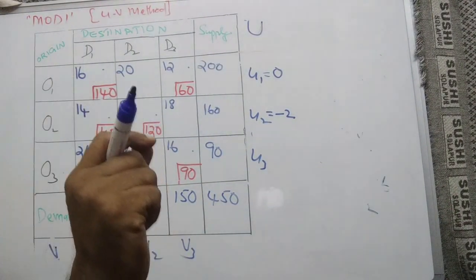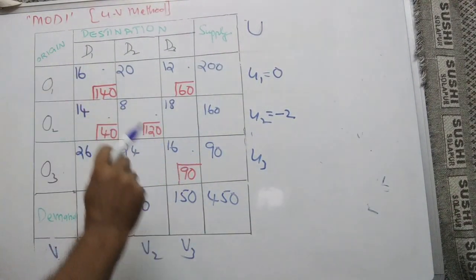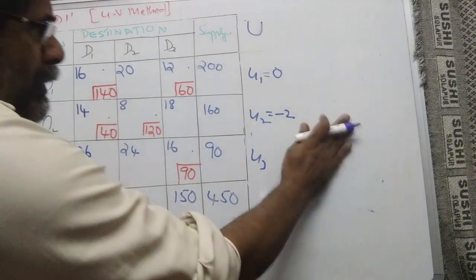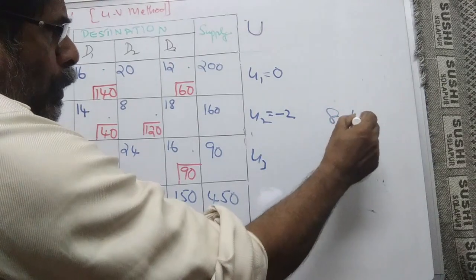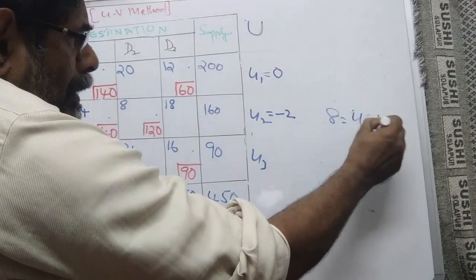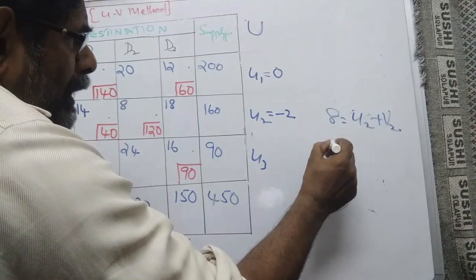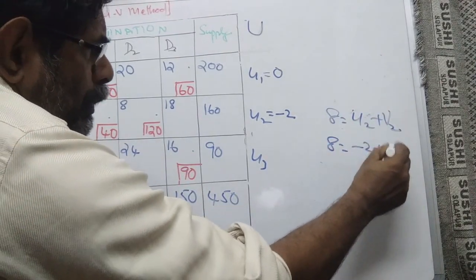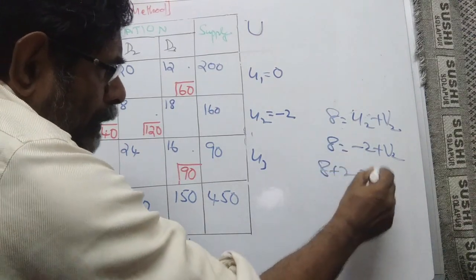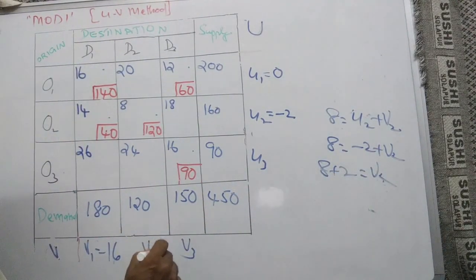Using the allocated cells, that's the most important point. Here the cost is 8. 8 is equal to U2 plus V2. 8 is equal to minus 2 plus V2. Therefore, V2 is equal to 8 plus 2. V2 is 10.